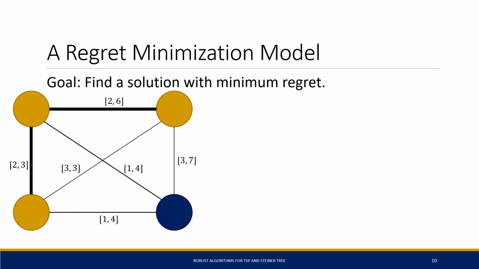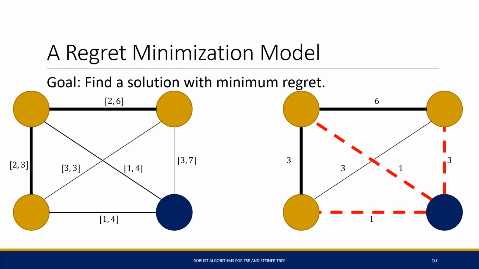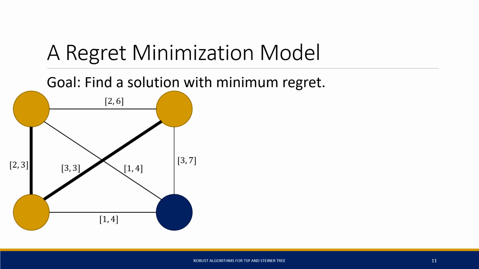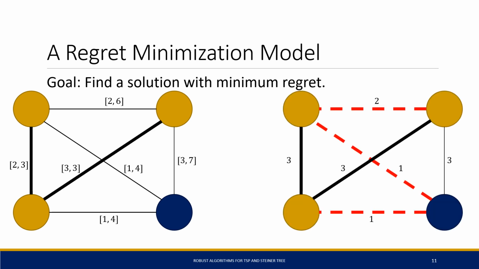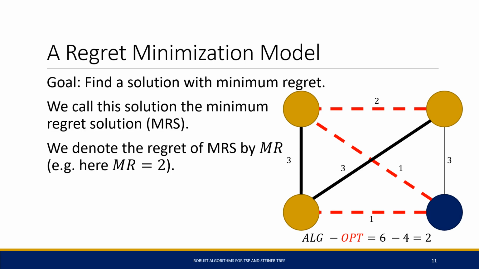So here's another Steiner tree solution. And again, if we repeat the same process, so the adversary sets all the edge lengths in our solution to be as large as possible, all the edge lengths outside the solution to be as small as possible, and then we choose opt given these edge lengths. We can see here that, for example, this solution has regret 4. And let's do this one more time. So here's yet another solution. And again, if we repeat the same process, we'll see that the regret of this solution is 2. And in fact, this solution is the solution that minimizes the regret. So we'll call this the minimum regret solution, and we'll denote its regret by MR. So in this example, the minimum regret was 2.